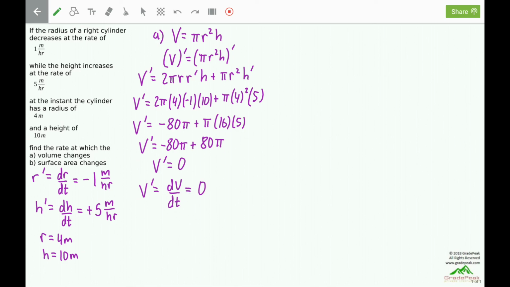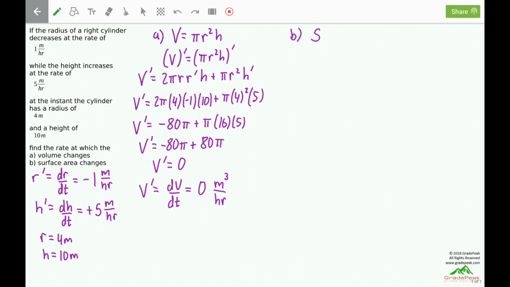It still has units. The units will be volume, length cubed. We're in meters in this problem, so meters cubed over time, hours. For part B, we want to find the rate at which the surface area changes. Now, just because the volume is changing at a rate of 0 does not mean the surface area will also change at a rate of 0. They are different functions and may change at different rates.